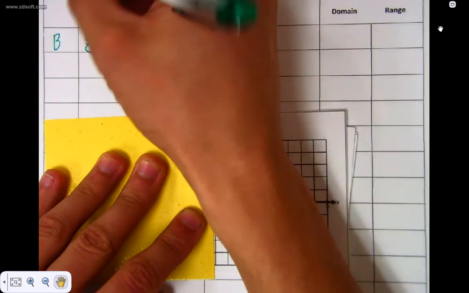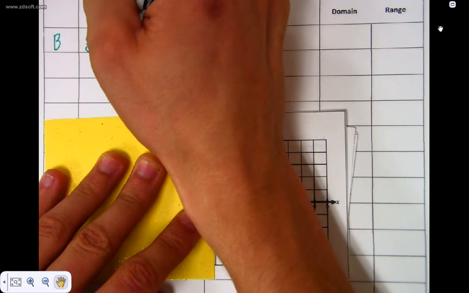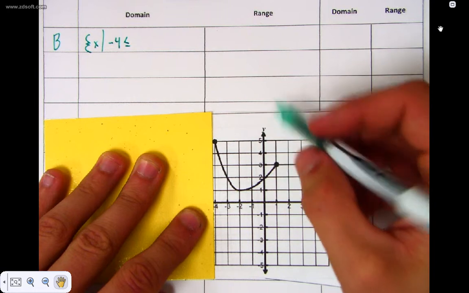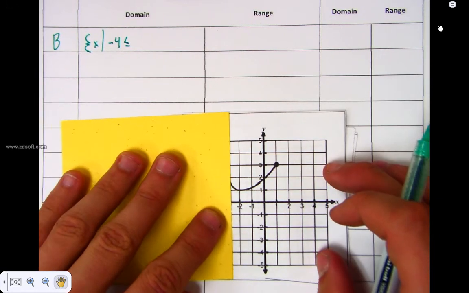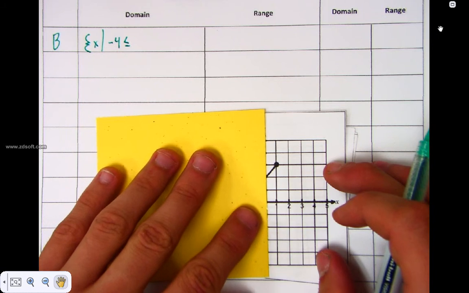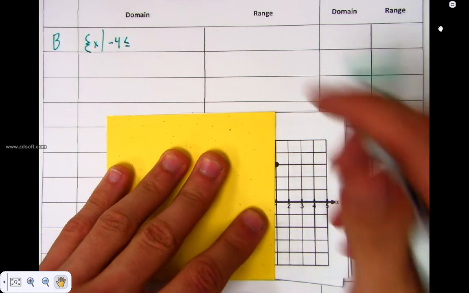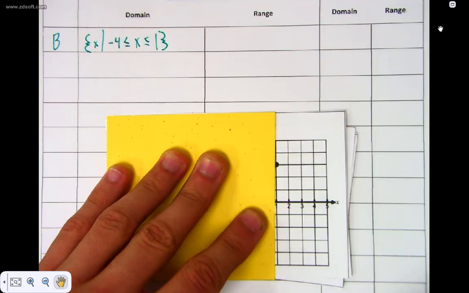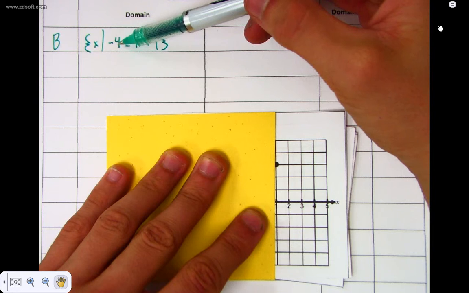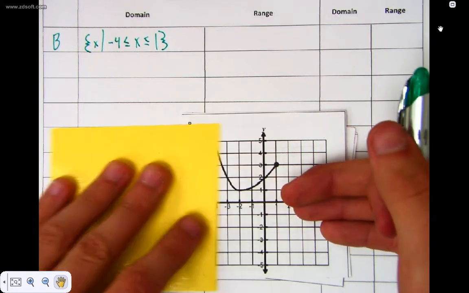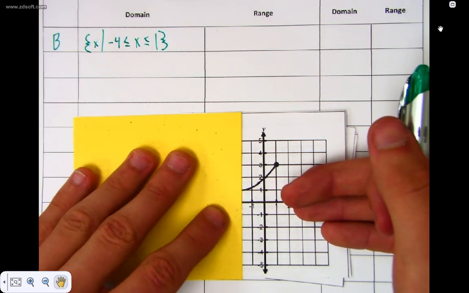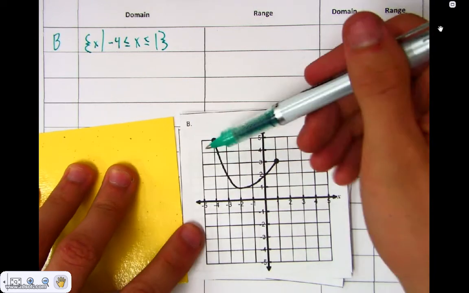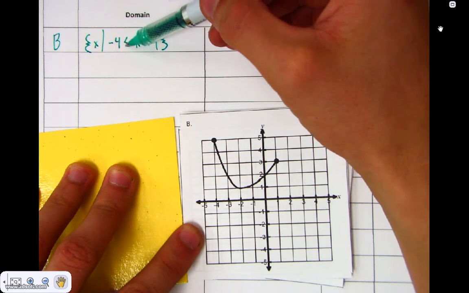It's -4. Such that -4 is less than or equal to, notice that's a filled in dot, so it's less than or equal to. And then my biggest point, as I keep moving along, the furthest right point of my graph is right there. It's at 1. So x less than or equal to 1. So notice again, my furthest left point was -4, my furthest right point was 1. They're also both filled in dots, so I have both the equal to's on the bottom.